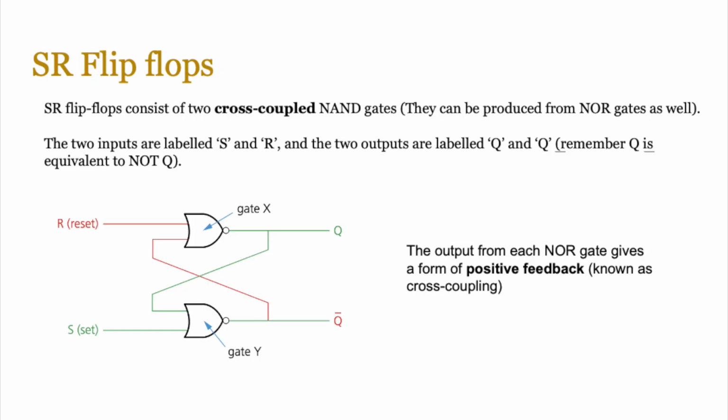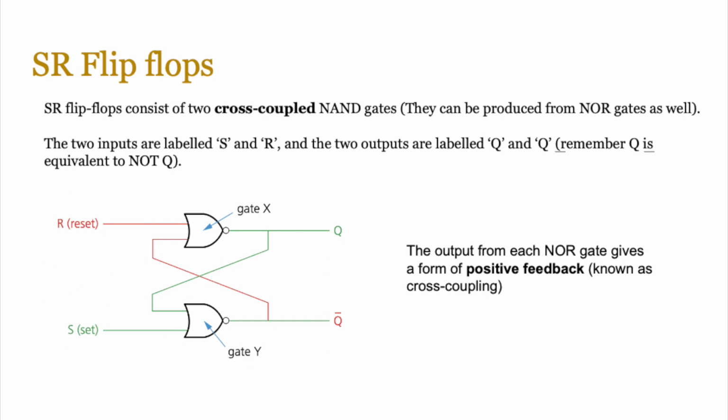We're going to start by looking at the SR flip-flop, and the SR flip-flop basically is the set reset flip-flop. S stands for set, R stands for reset, and these flip-flops consist of 2 cross-coupled gates, and you can make them out of NAND gates or you can produce them from NOR gates as well. The image that you see on screen is a circuit that's created out of NOR gates.